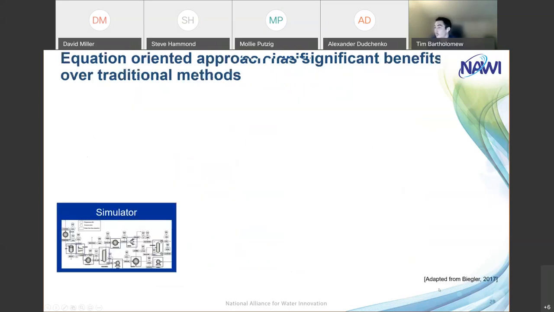So if we move on, one of the reasons why IDEAS and the ProteusLib framework are really good at doing these efficient optimizations is that we use an equation-oriented approach, which has significant benefits over traditional optimization methods. Most people, I believe, are familiar with traditional optimization methods, so I'm going to describe that first. We have a simulator, which is like your process models, your energy and mass balances, and performance equations, and if you provide it decision variables, it tells you what the outcome is.